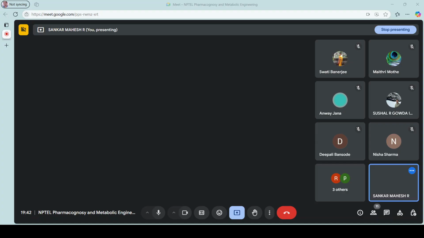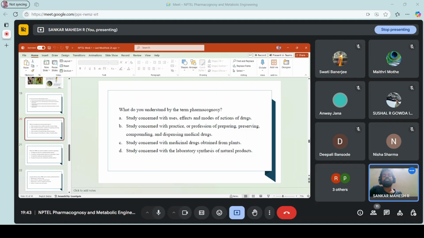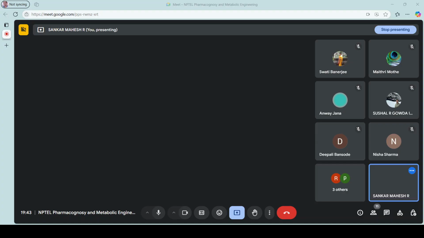The options are: study concerned with uses, effects, and modes of actions of drugs; study concerned with practice or profession of preparing, preserving, compounding, and dispensing medical drugs; study concerned with medicinal drugs obtained from plants; study concerned with laboratory synthesis of natural products. So whoever knows the answer can unmute and start.